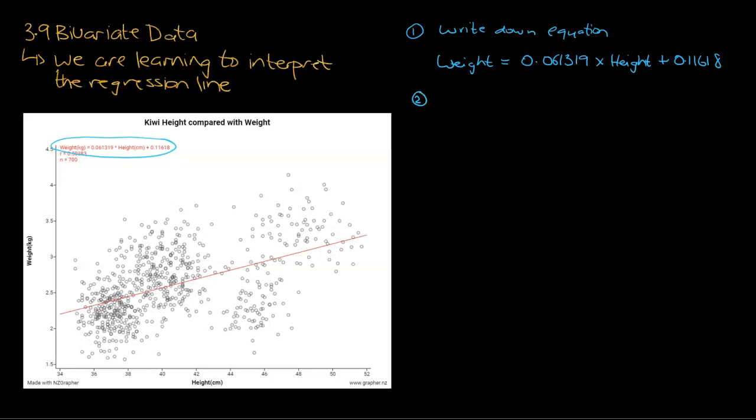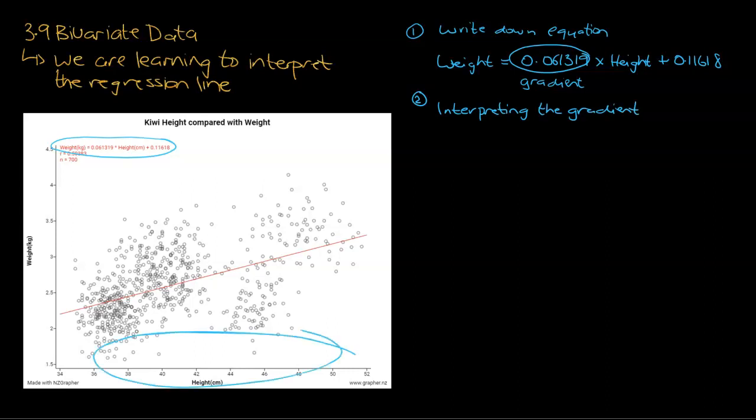Step number two, we are now going to think about interpreting what that means. The key part we're looking to interpret here is that first number, and we call this the gradient. So number two is all about interpreting the gradient. The gradient's a really useful bit of information, because what it tells us is if the bottom axis increases just by 1, then we're going to expect the other axis to change by whatever number the gradient is. So in this case, if it goes across by 1 unit, we're expecting the kiwi weight to increase by that 0.061319 number. So we need to write that and explain what that means.